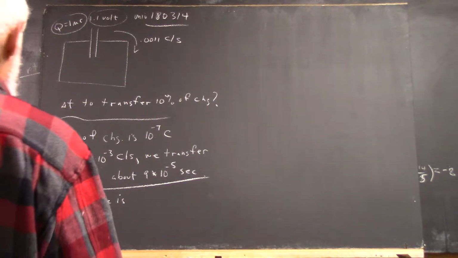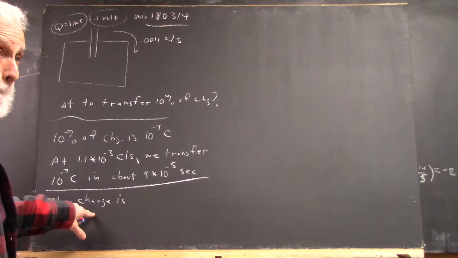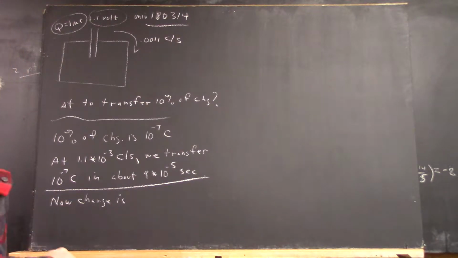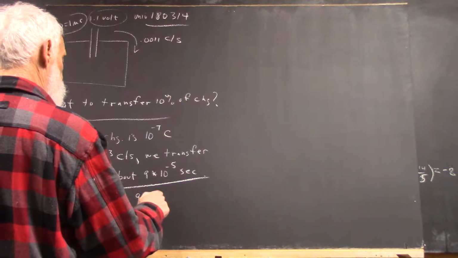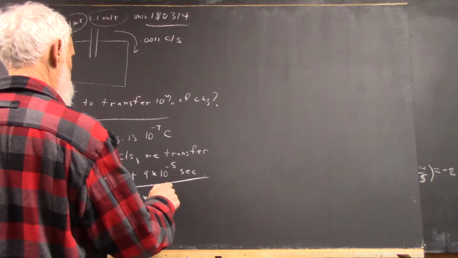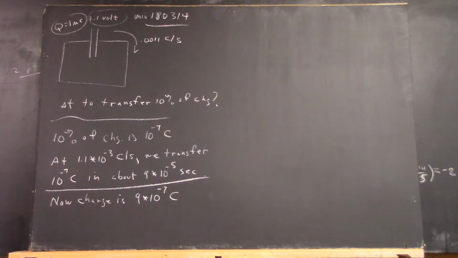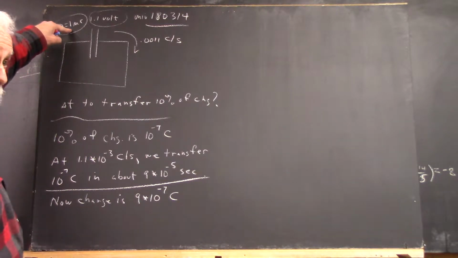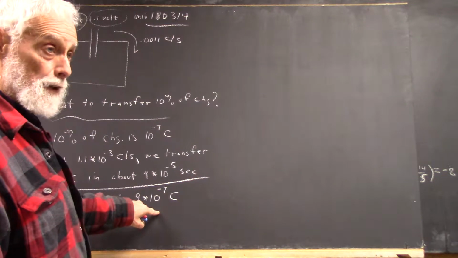Okay, again, kind of rushing into this because of time constraints, but now the charge is what? It's 9 times 10 to the negative 7th coulombs, because you have 10 to the negative 6, and you've taken 10% of that off, right? That's going to leave you 9 times 10 to the negative 7th coulombs.